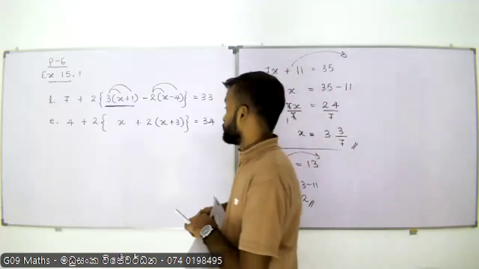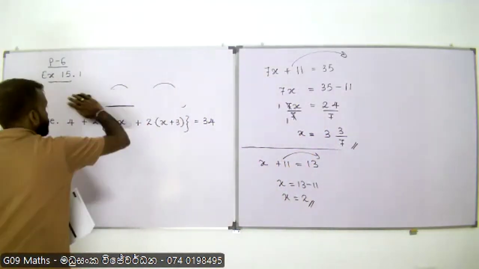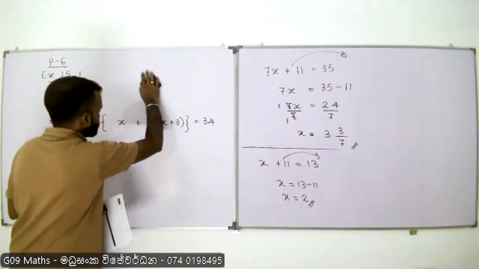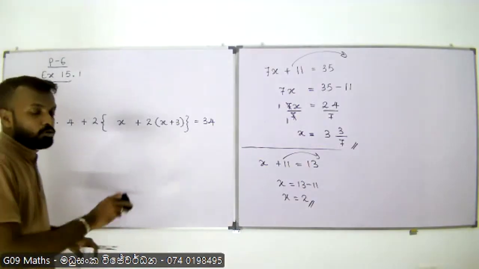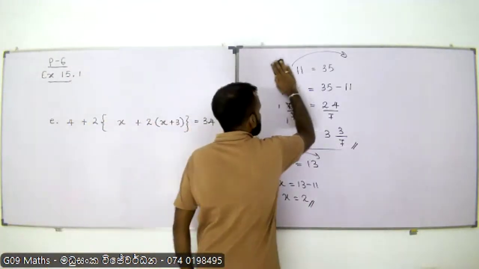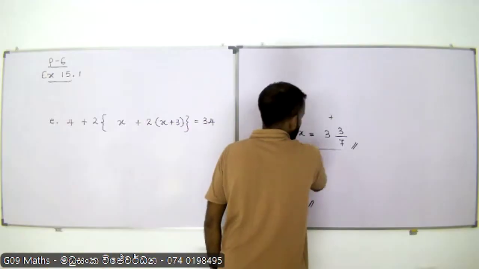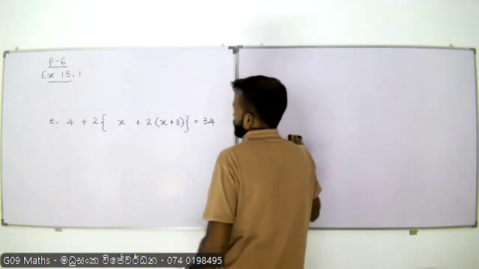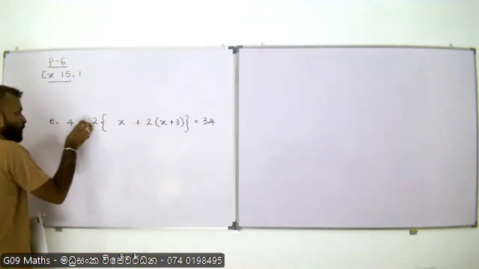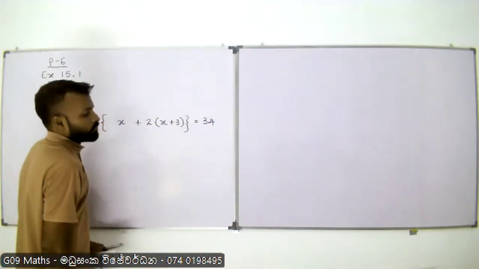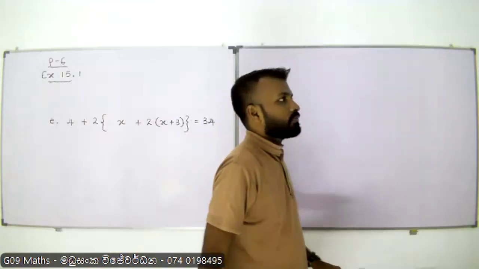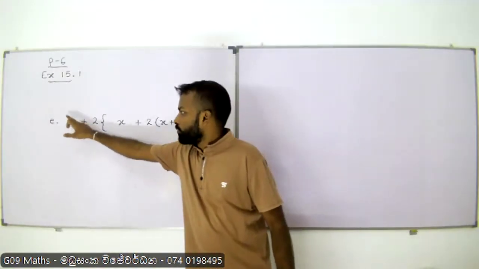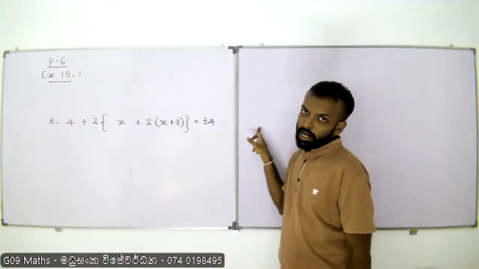Check your answer. I'm going to do this using two methods: the textbook method and the way that I have done. Okay. 4 plus curly bracket equals 34. So this is positive 4. I can take it to the other side at once.